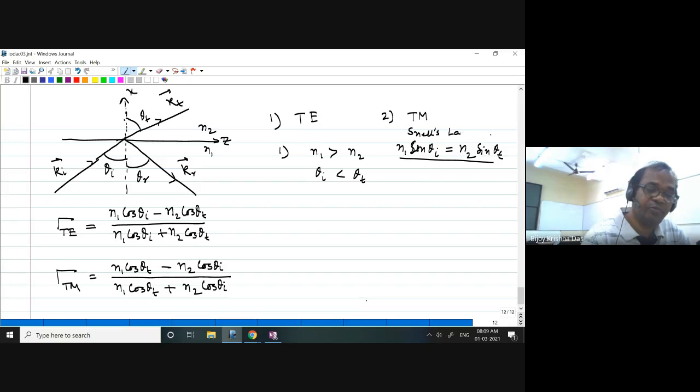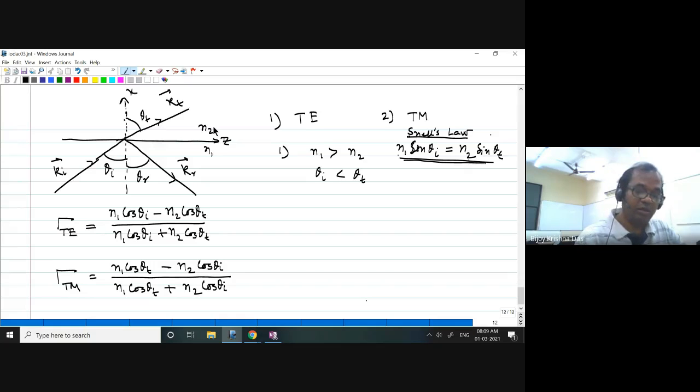That can be proven from your Maxwell's equations and boundary conditions, Snell's law. So to satisfy Snell's law, if N1 is greater than N2, that means sine theta I should be less than sine theta T. Once sine theta I is less than sine theta T, I can say theta I is less than theta T. So whatever I have sketched, theta I should be less than theta T. That is not the case. It looks like theta T is bigger, right? So it is not going in this direction. It is bigger.